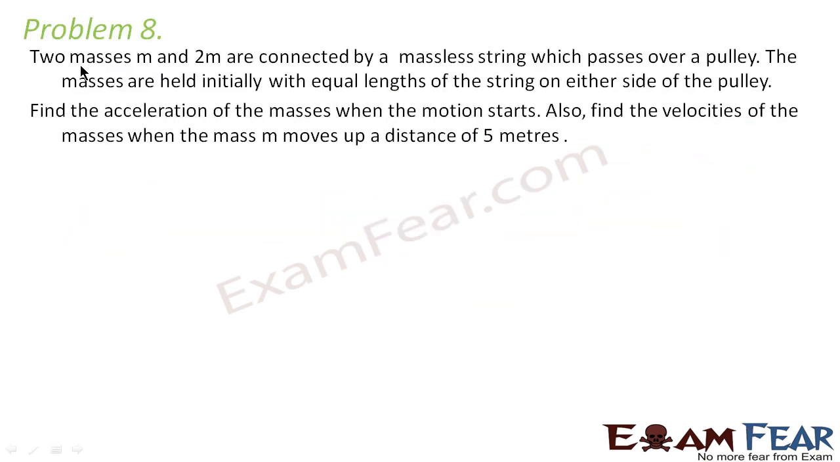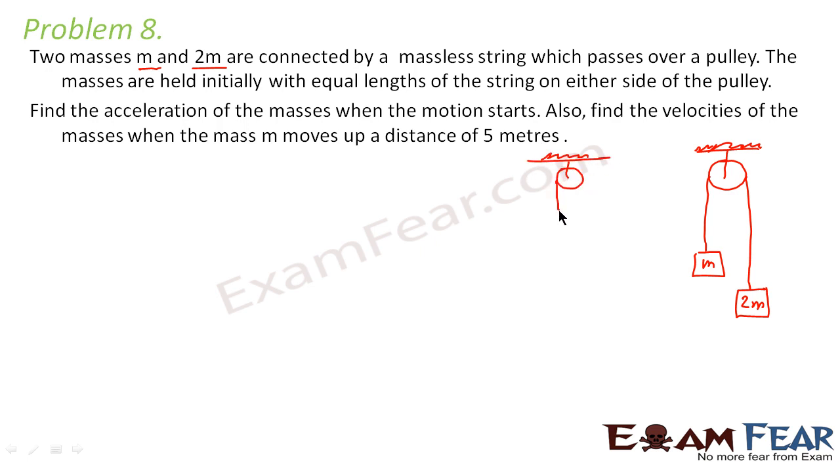The problem here says two masses m and 2m are connected by a massless string which passes over a pulley. That is, we have a pulley and we have two masses, m and 2m. The masses are held initially with equal lengths of the string on either side of the pulley. So the initial arrangement was something like this: this is the pulley, this is m1 and this is m2. This was m, this was 2m.